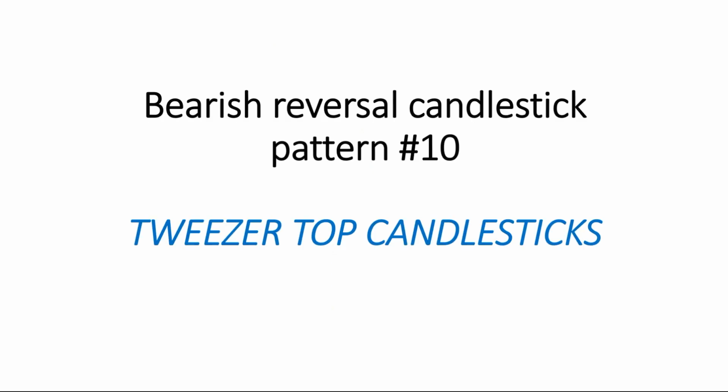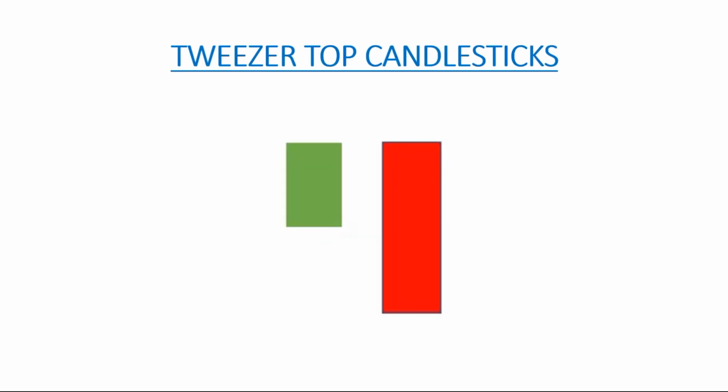Now let's have a look at bearish reversal candlesticks pattern number 10, the tweezer top candlesticks. The tweezer top candlesticks pattern is a bearish reversal candlesticks pattern consisting of 2 candlesticks. The first one is bullish and the second one bearish. What characterizes the pattern is that both candlesticks make the same or almost the same high.